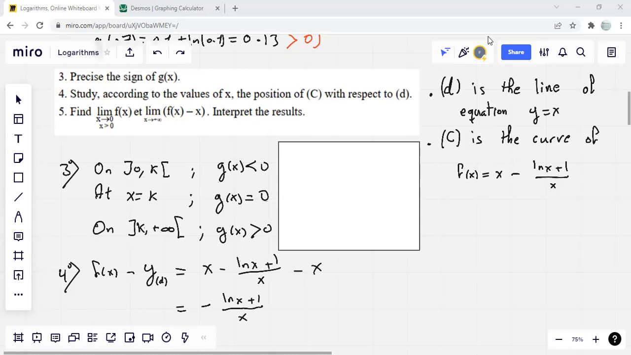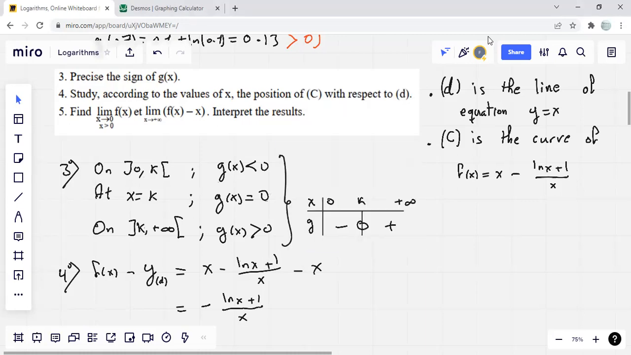Okay, so before this root, before k, between 0 and k, g of x was negative, below the x-axis. At x equal k exactly, g is equal to 0 because it is a root. K is a root, so g of x is equal to 0 at k. And after k, from k to plus infinity, g becomes positive. Okay, we can write the answer like this, or we can write it in the form of a table. For example, x goes from 0 to infinity. This is the domain of definition. At k it is 0, before k it is negative, and after k it is positive.